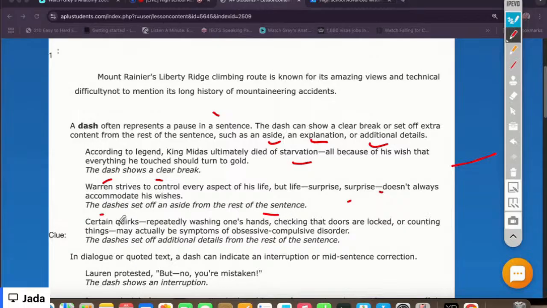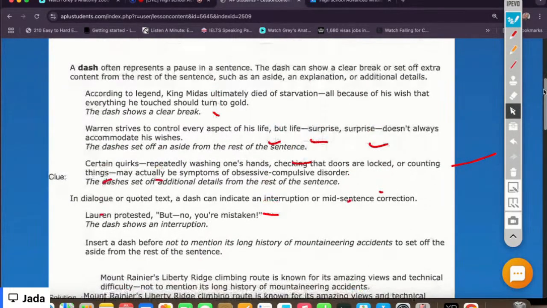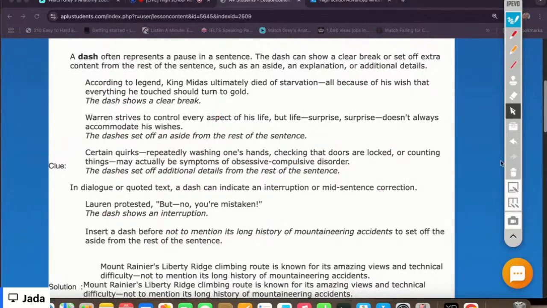Okay. Then shaking, repeatedly washing one's hands, checking that doors are locked, or counting things may actually be symptoms of obsessive compulsive disorder. Now, this dash sets off additional details from the rest of the sentence. So you need to know that some dashes set off an aside, an explanation, or additional details. So in dialogue or quoted text, a dash can indicate an interruption or mid-sentence correction. So it could be the interruption or the mid-sentence correction.